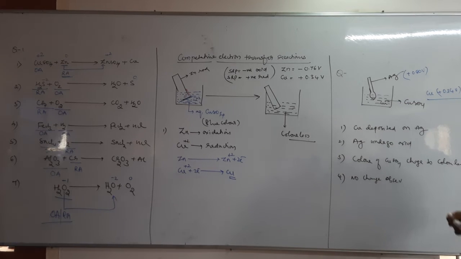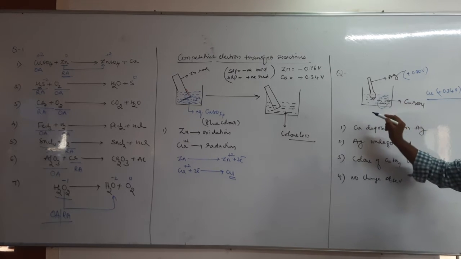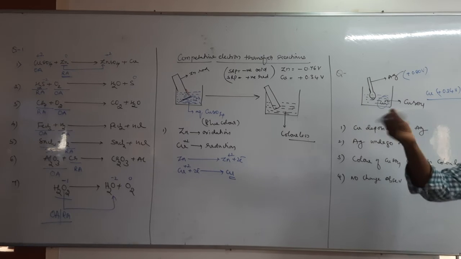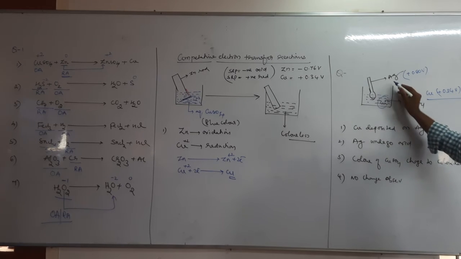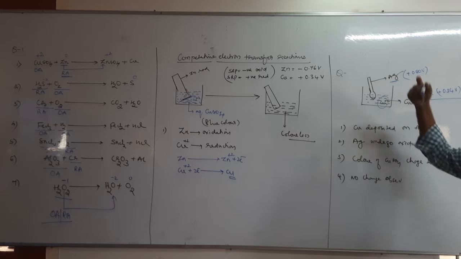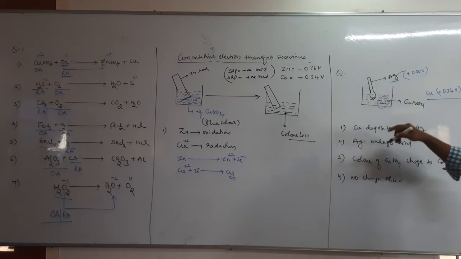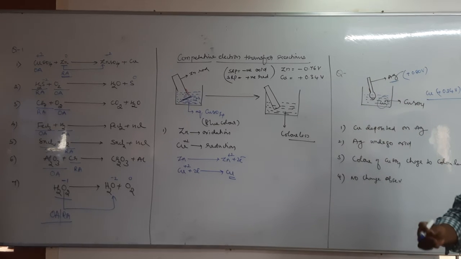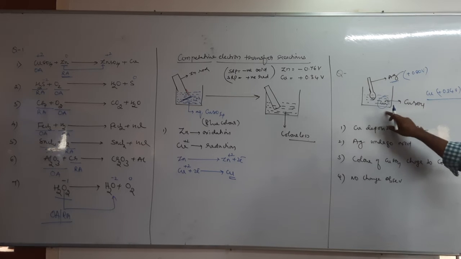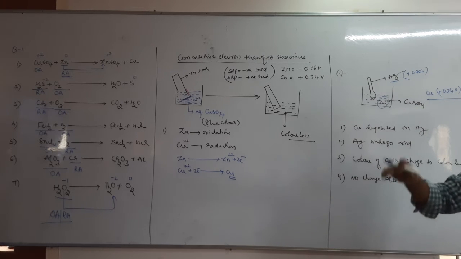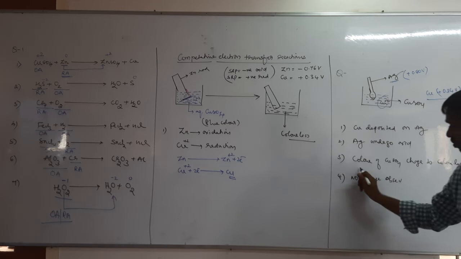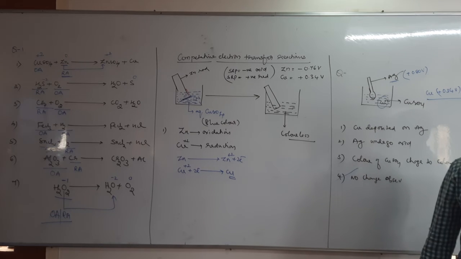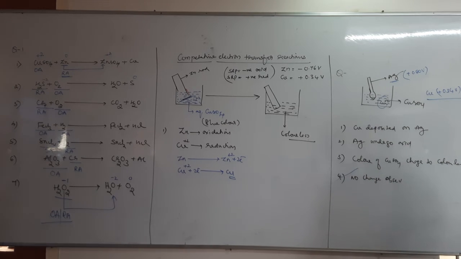But unfortunately Cu2+ is already oxidized, so it does not undergo further oxidation. And silver is already in reduced form. Since silver is in reduced form and copper is in oxidized form, they do not undergo further reaction. That means there is no change. This is according to SRP values. Okay, take down.